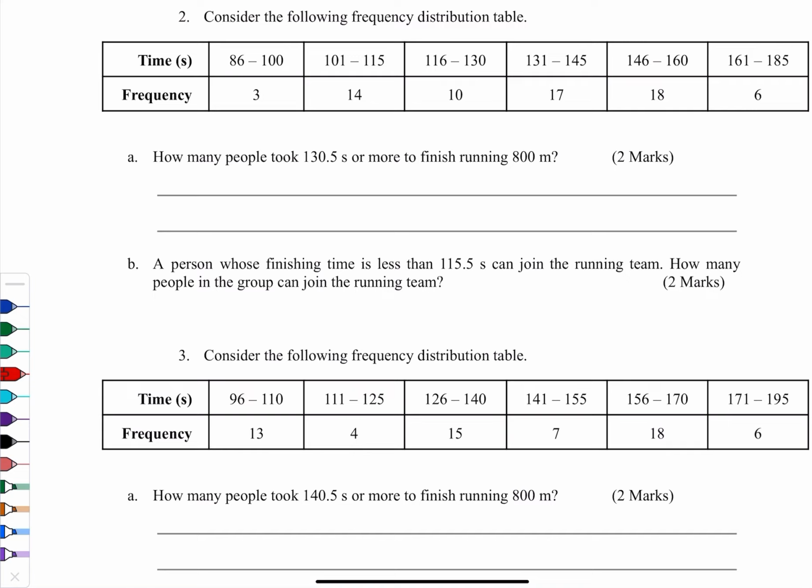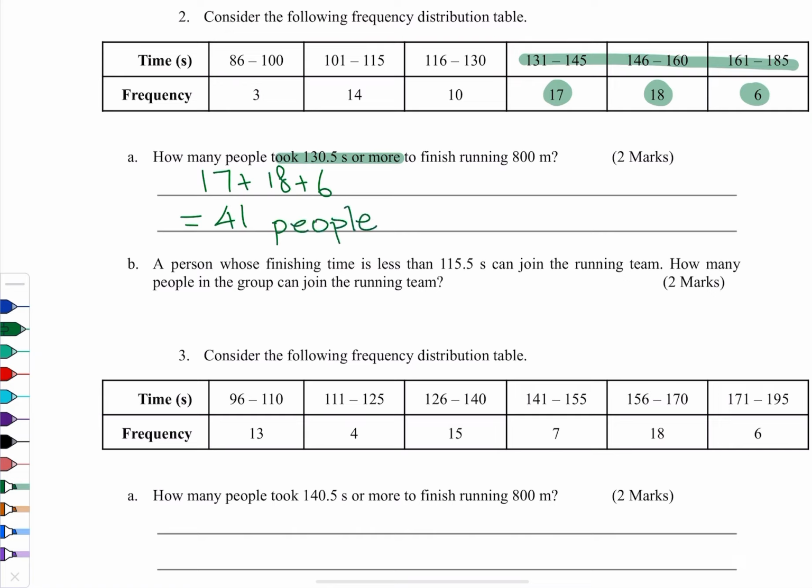Same for this one. How many people took 130.5 or more seconds? So which is at the, remember to write class boundary on your own. So these ones, right? So you just write the frequencies. 17 plus 18 plus 6. And I will really suggest you to use calculator in exam because, you know, even for 1 plus 1, you might forget in exam. Next, less than 115.5. Which one are these? So these. So it will be 3 plus 14, which is 17 people.